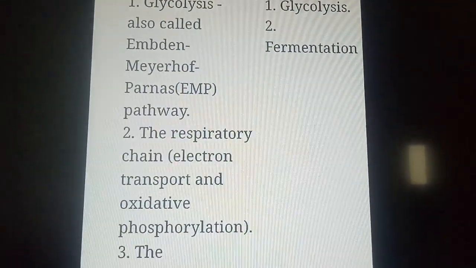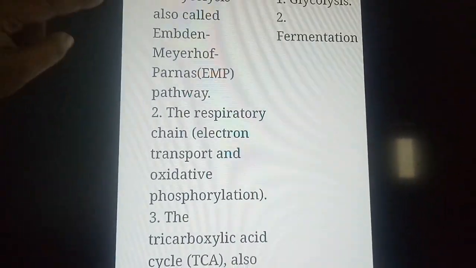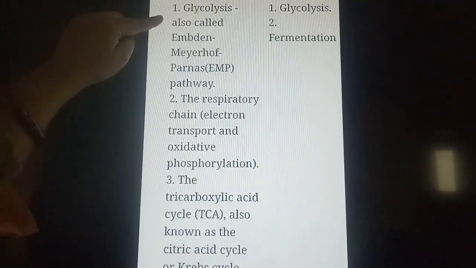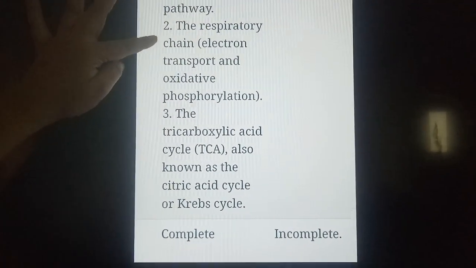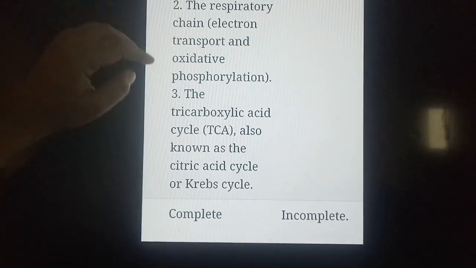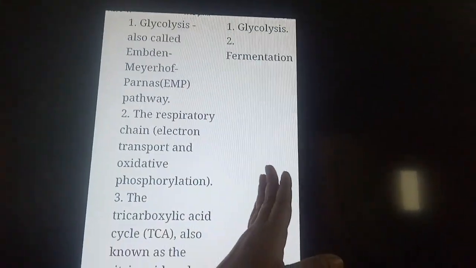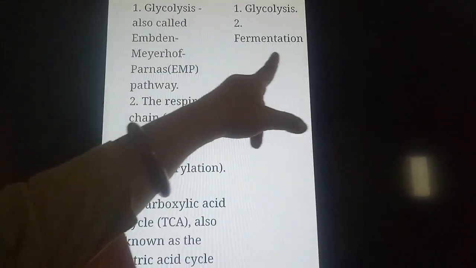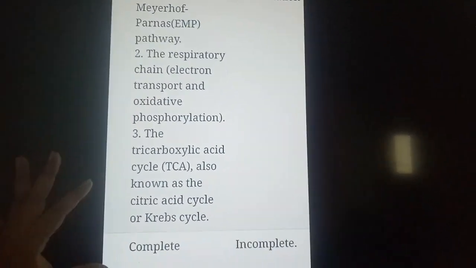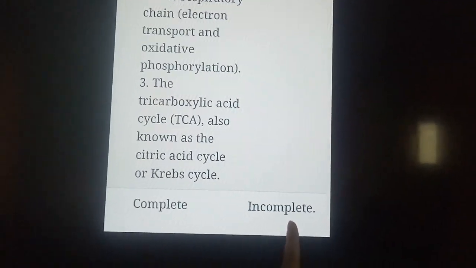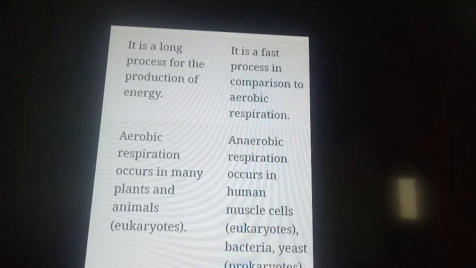Okay, there are a few more points in aerobic and anaerobic respiration. Let's see those also. As I told you, in aerobic respiration the reaction takes place in 3 steps. The first step is glycolysis, the second step is the Krebs cycle, and the third one is the electron transfer. Okay, and in anaerobic we have only 2 steps: glycolysis and fermentation. So aerobic is a complete reaction, whereas anaerobic is an incomplete reaction because it is happening in the absence of oxygen, where aerobic is complete because it is happening in the presence of oxygen.